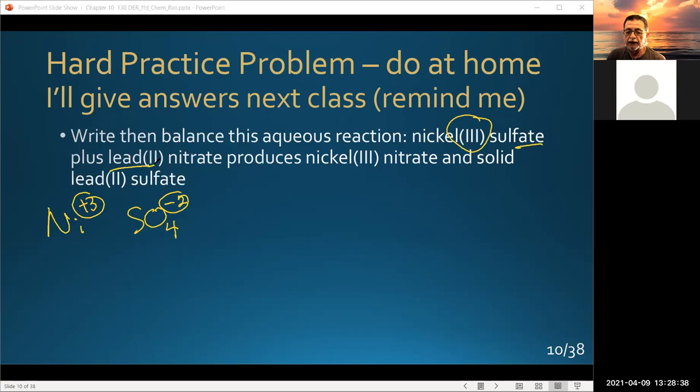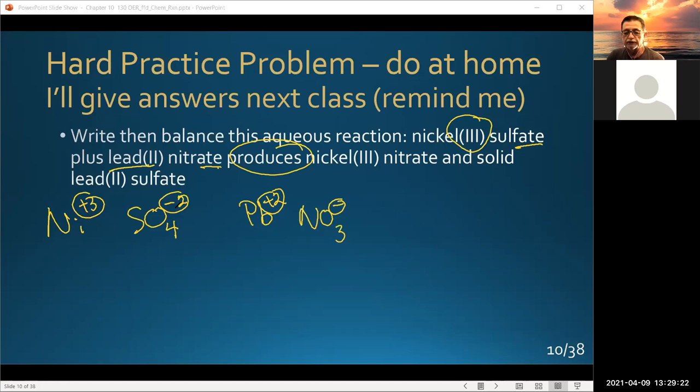Let's do the next one, lead 2, all right? Lead 2 is +2 oxidation state. Nitrate, again, sends you to the polyatomic ion table, and that puts us at this structure, NO3 negative. And those are the reactants. So the products are produced because the keyword "produces" is nickel 3 nitrate. So again, let's put together the reactants first, and then we can come back and do the products.